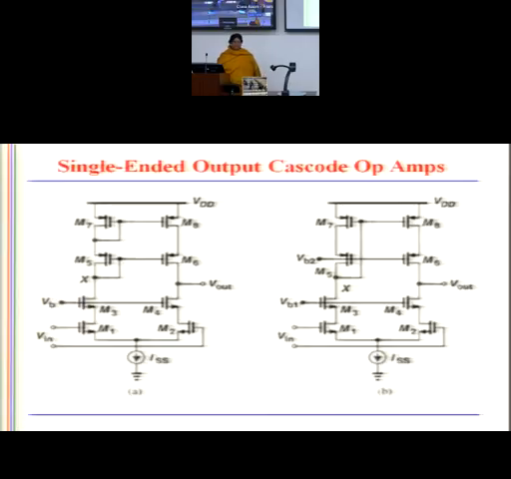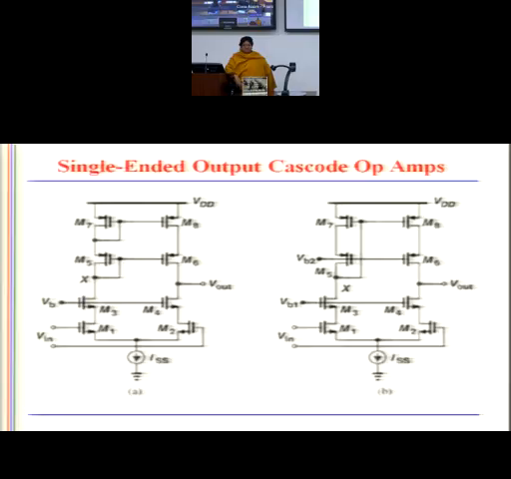Now move further. This is again a telescopic op-amp, or use of cascoding in a single stage op-amp. We call this a telescopic op-amp. Both are single-ended, but what's the difference? In one it is a cascode current mirror. In another I have changed the connection. This connection has been changed to this. This is known as a low voltage cascode connection.